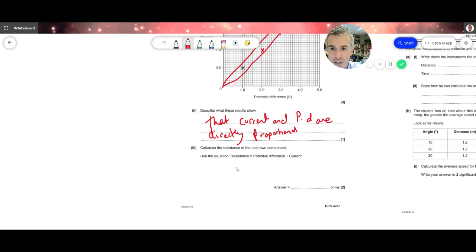Calculate the resistance. Resistance is PD divided by current. So ideally, you do the gradient, but my line is awful, so I can't do that, and then do the inverse. So let's just pick a point. Here we go. 1 and 0.5. So 1 divided by 0.5 equals 2 ohms. You have to write the sum for the first mark, and the answer is the second mark.